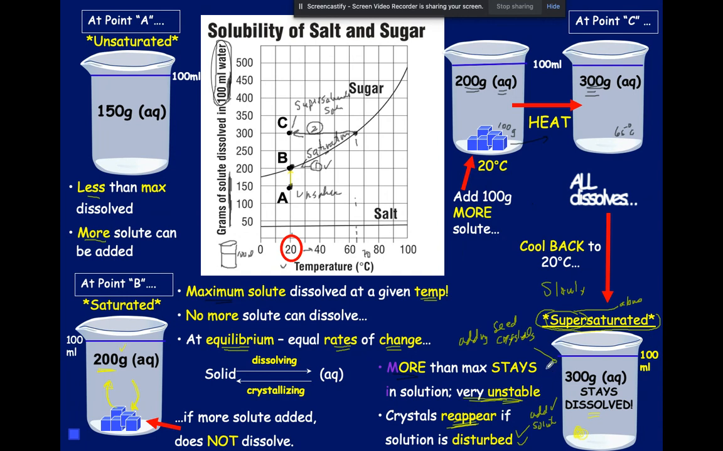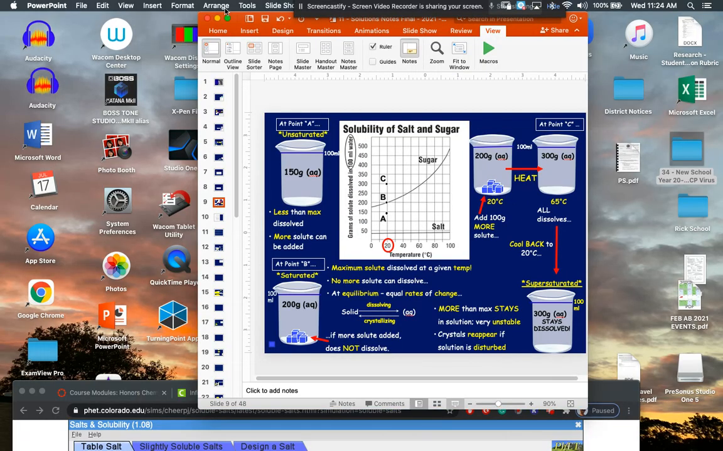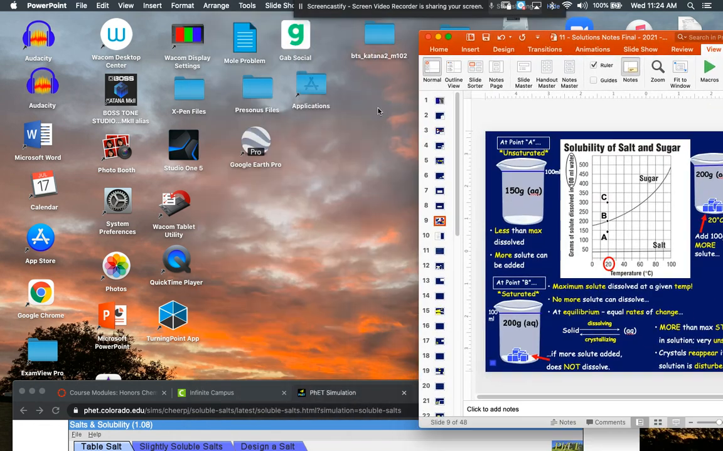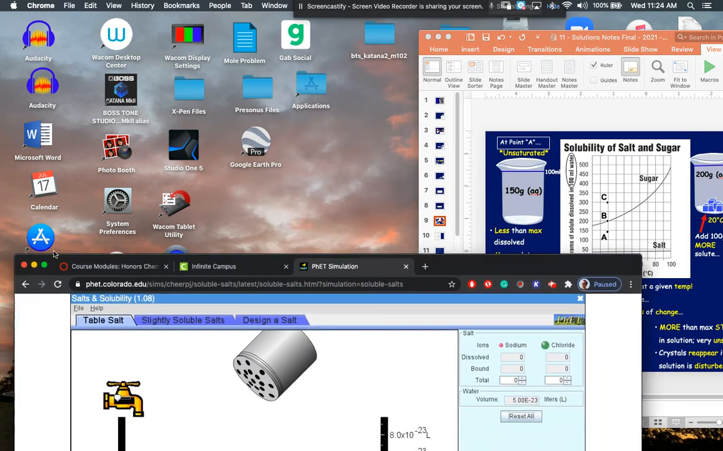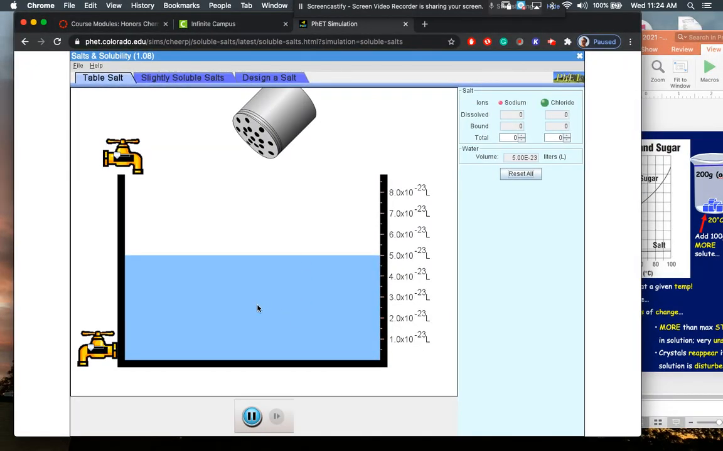All right, so that'll be it for today. And what I want to do, just really quickly, is show you a particle model of this so you can see this in real time. So if we bring up this little video, I want you to take a look at this.